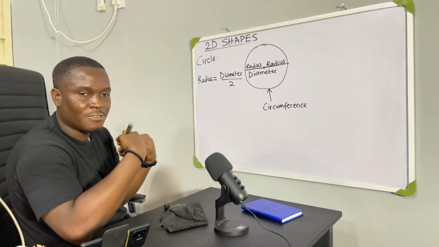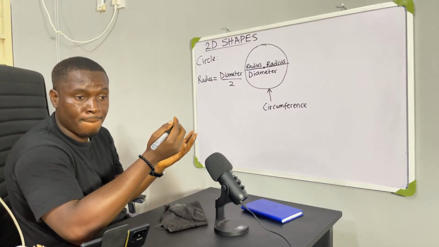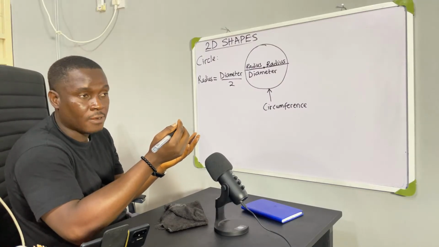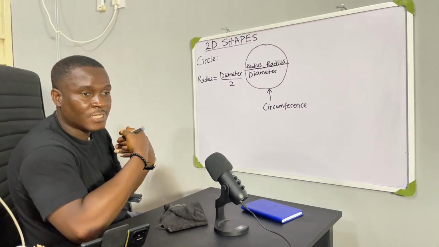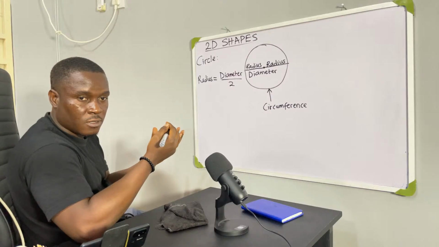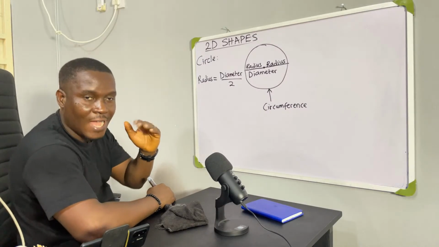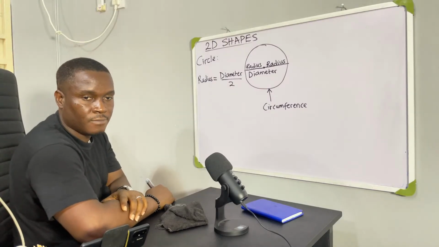So if I know that the diameter is 20, what will be the value of the radius? 10. If I know the diameter is 16, what will be the value of the radius? 8. So the radius is always half of the diameter.